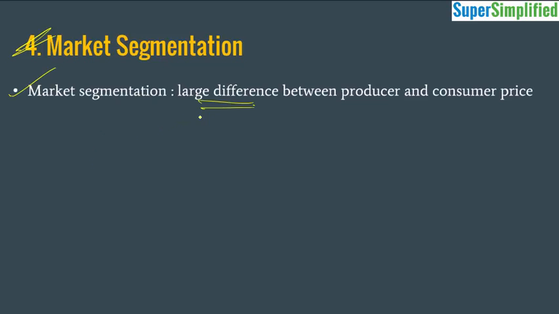Now let's come to the fourth issue, that is market segmentation. Because of market segmentation, there's a lot of difference between what the producer is getting and what the consumer is actually paying.